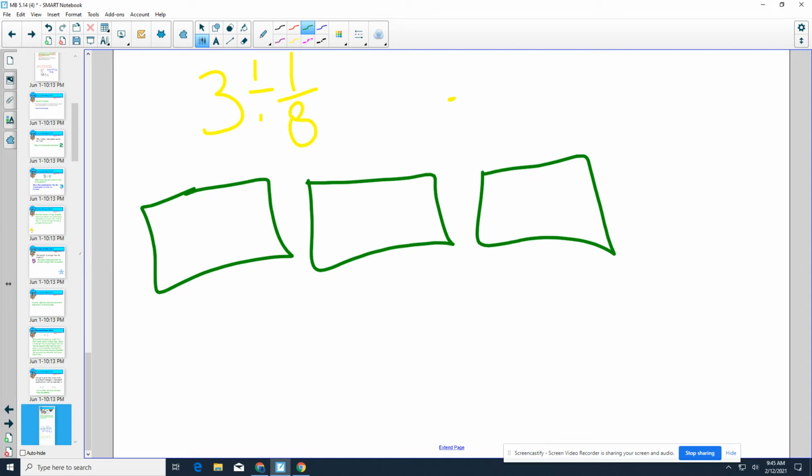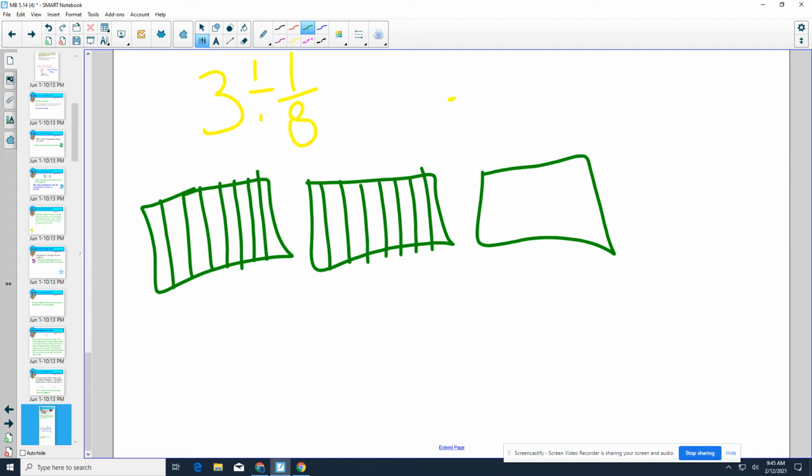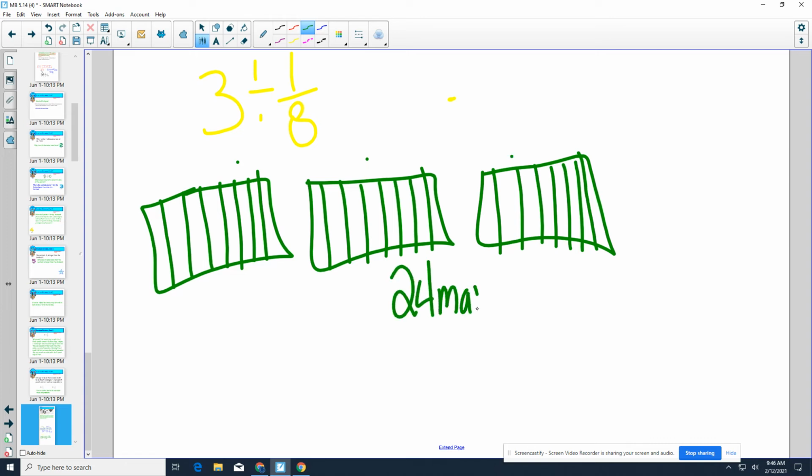And because I have 8ths, I'm going to do 7 lines to make 8ths. So 1, 2, 3, 4, 5, 6, 7 in each box. And again, you probably want to do a better job drawing than me to make them equal fractions. But you get the idea there. So let's see. I know that each one has 8. So 8, 16, 24. So I believe that I should have 24 markers, right, at the 1/8 of a mile.